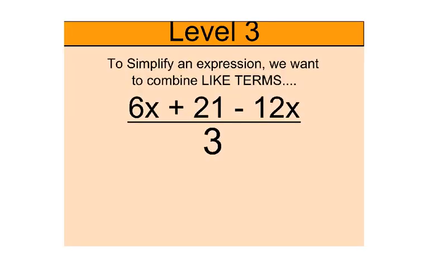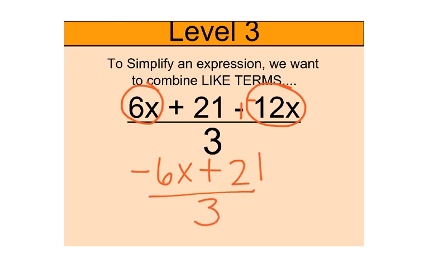Next, I'm going to get you started on the level 3. This isn't as far as it will go, but let's look at what this looks like. It says to simplify an expression, we want to combine like terms. So I can combine my 6x and my negative 12x. What do I get when I combine a 6x and a negative 12x? I get negative 6x, and then I have that plus 21 there.